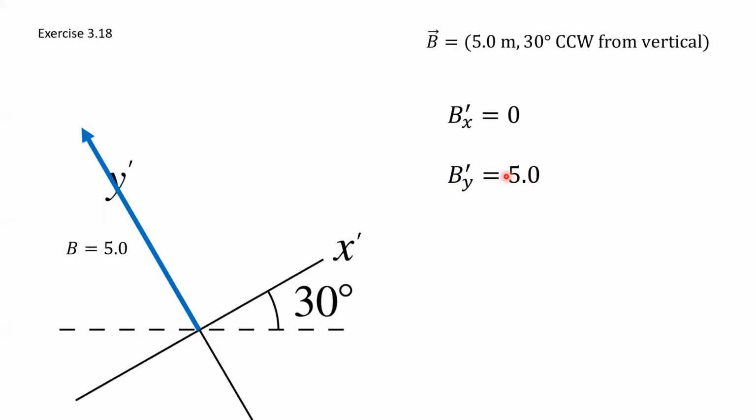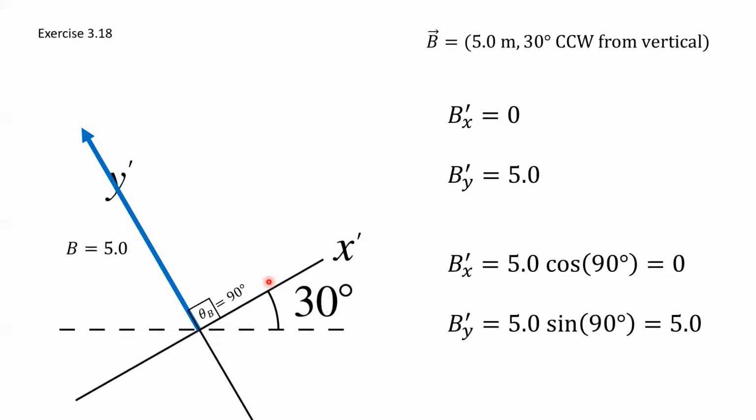Can we check these results with our formulas? Well, remember, if you want to use the conventional formulas, you need to know the conventional angle. What's the angle that our vector b makes with the x prime axis now? That's a 90-degree angle. So we can plug that into our conventional formulas. You can always find the x component of a vector by taking the length of the vector times the cosine of the angle that the vector makes with the positive x-axis, in this case the positive x prime axis.